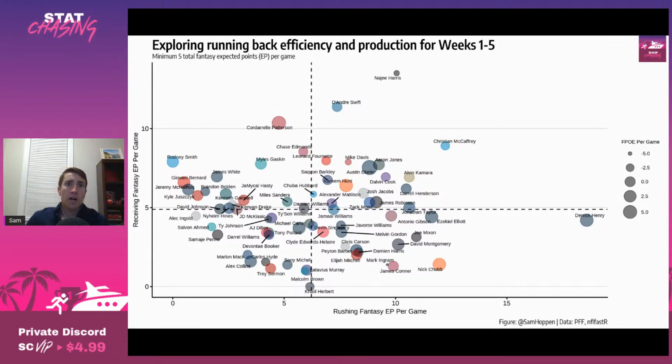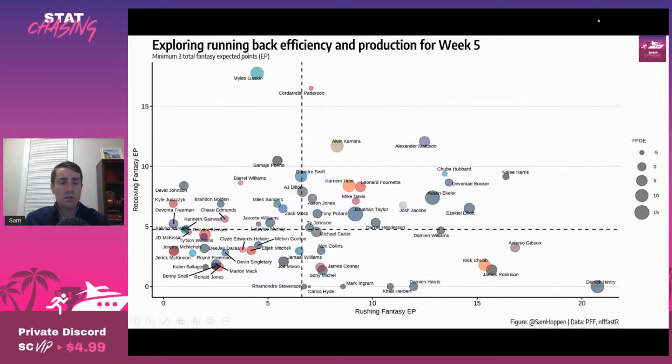Last note here, Chuba Hubbard ran a route on 40% of dropbacks, which was up from his 20% dropback rate in Week 4. And in the past 2 weeks, while Christian McCaffrey's been out, Hubbard has earned a 79% running back touch share. So it looks like Carolina is comfortable treating him like Mike Davis from last year, sort of treating him as, again, the workhorse when Christian McCaffrey is out.